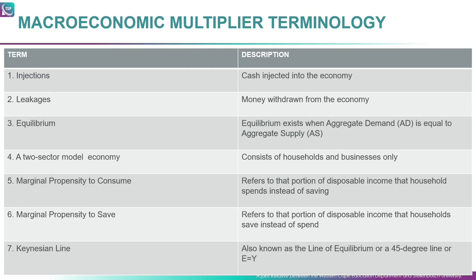We need to always make sure that we don't get confused by those two. The Keynesian line is also known as the line of equilibrium, or the 45-degree line, or we refer to it as E equals Y. E denotes expenditure, and Y stands for income.